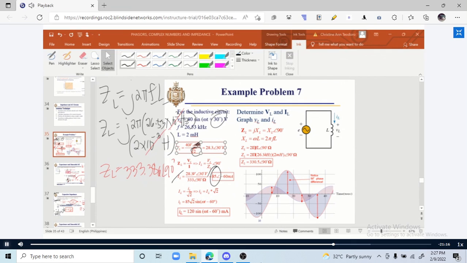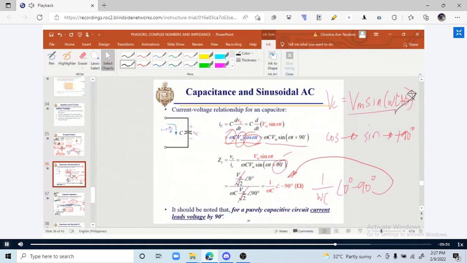Where did we get the minus 60 degrees here? From the phase angle. Very good. Okay, did you get it now? Are you already absorbing the concept, the idea? Did you get it now?